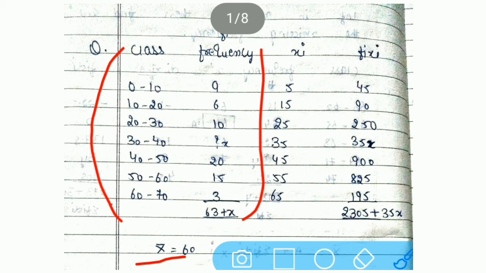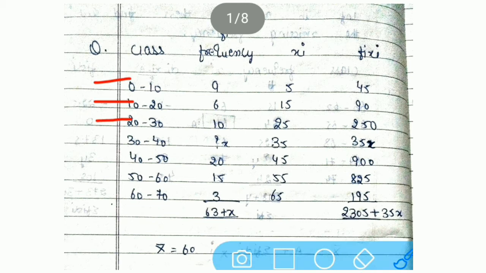Now, what is missing frequency? So, see, classes are given. What classes are given to us? 0 to 10, 10 to 20, 20 to 30, 30 to 40, 40 to 50, 50 to 60, 60 to 70. These classes are given to us. Then, next column is given frequency. Now, which frequencies are provided?